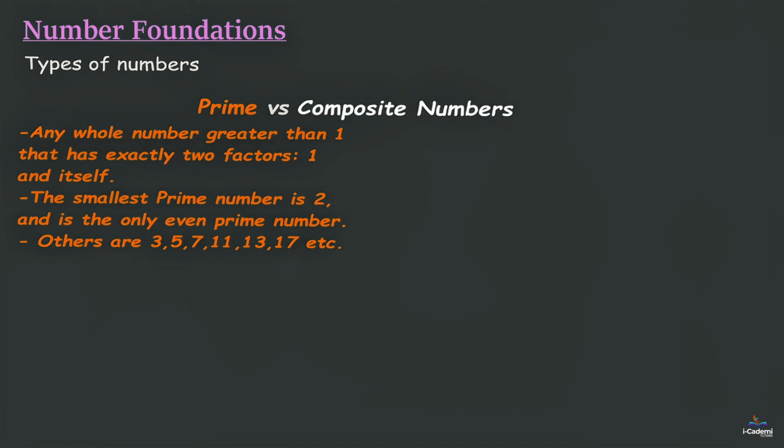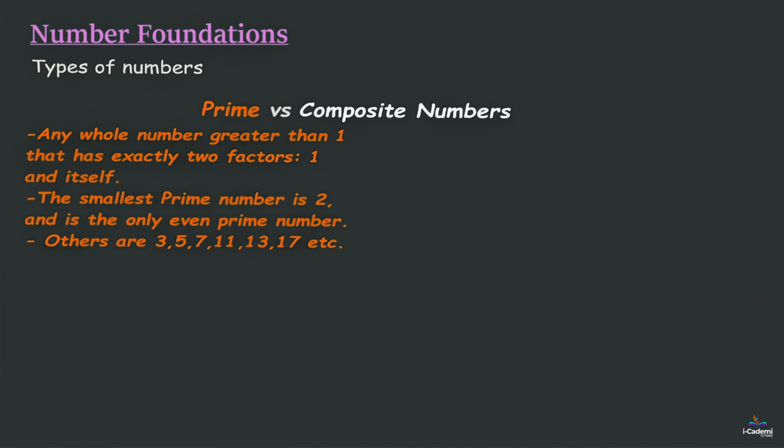The smallest prime number is 2, and it is unique because it is the only even prime number. All other even numbers are divisible by 2, giving them at least 3 factors, 1, 2, and themselves. Other examples of prime numbers are 3, 5, 7, 11, and so on. As you can see with number 7 here, its only factors are 1 and 7. Also, 19 has factors 1 and 19 only.